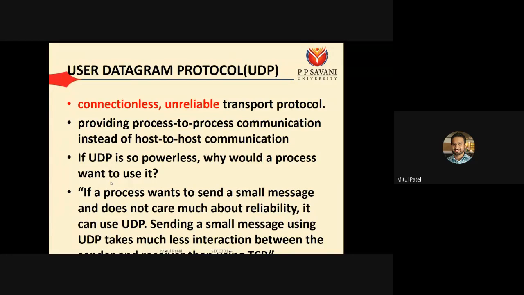If UDP is so powerless, why would a process want to use it? UDP is connectionless and unreliable, so you may ask why a process would want to use it. If a process wants to send a small message and does not care much about reliability, it can use UDP. Sending a small message using UDP takes much less interaction between the sender and receiver than using TCP.